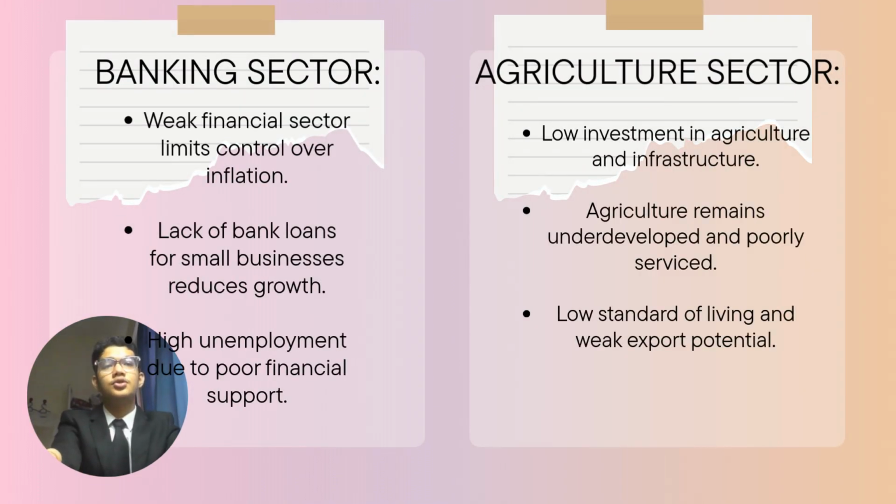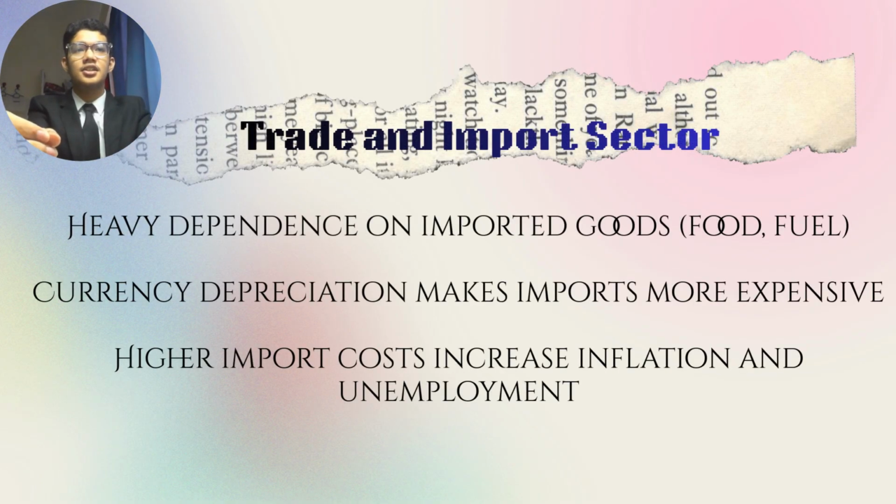Next, we are looking at two financial sectors. A weak banking sector fails to control inflation or finance businesses, stifling growth. Meanwhile, an underdeveloped agricultural sector, due to low investment, keeps living standards low and export potential weak. Moving to trade, a heavy reliance on imported goods becomes a major vulnerability. When the currency depreciates, imports become more expensive. This directly increases inflation and also contributes to unemployment.